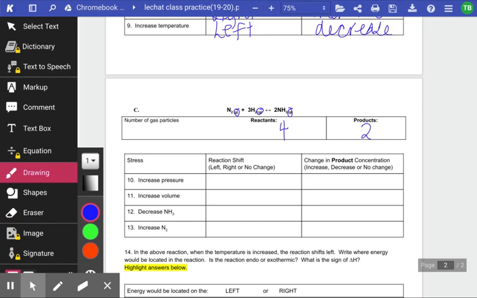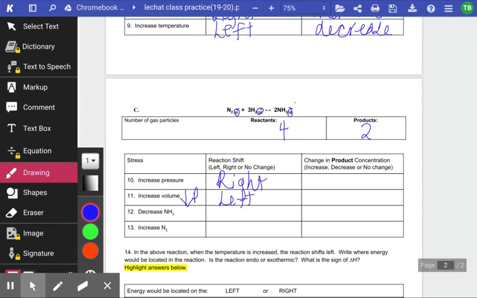So the first thing we're looking at here is an increase in pressure. An increase in pressure is going to favor the side with fewer gas particles. I have fewer gas particles on the product side, which is on the right. An increase in volume is the same as decreasing pressure. A decrease in pressure is going to favor the side with more gas particles, which is on the left-hand side. So the reaction there would shift left.